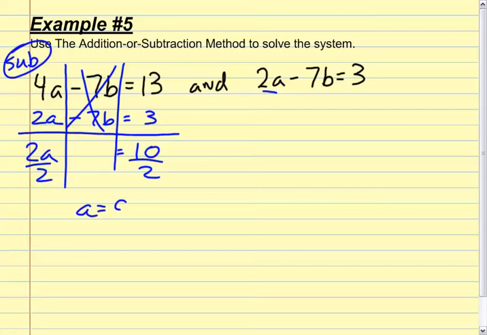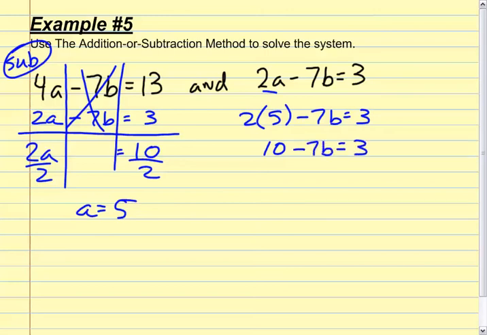Divide by 2, and I get 5. a equals 5. Now, Robert, Will has told us that a equals 5. What do I need to do now? You're going to want to plug the a into the 2a, so 2 times 5 equals 10. 2 times 5 minus 7b equals 3. You want to plug it into the other equation? Yeah. Beautiful. Then subtract 10 from both sides. Good. And then negative 7b equals negative 7.